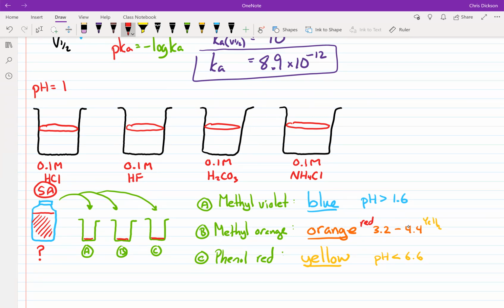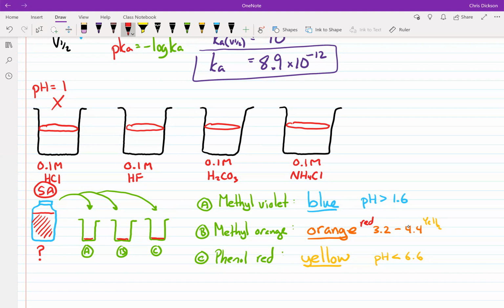So this bottle, whatever it is, cannot possibly be hydrochloric acid because first of all, methyl violet should not have been blue. It would have been probably in a yellowy blue kind of color, kind of a greeny kind of color. Okay, so we know that it's not that. Okay, and then the other chemicals, HF, that's a weak acid, so that's possible its pH is there. H2CO3 is a weak acid, so that's there.